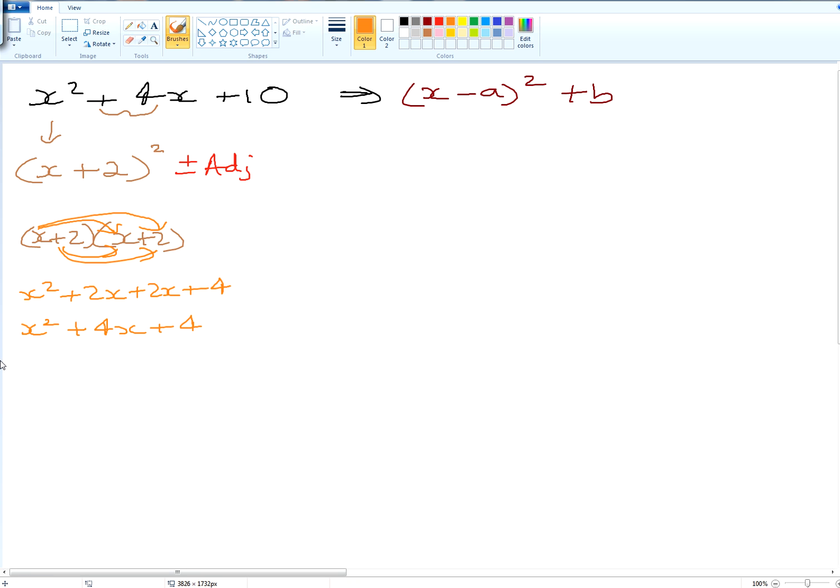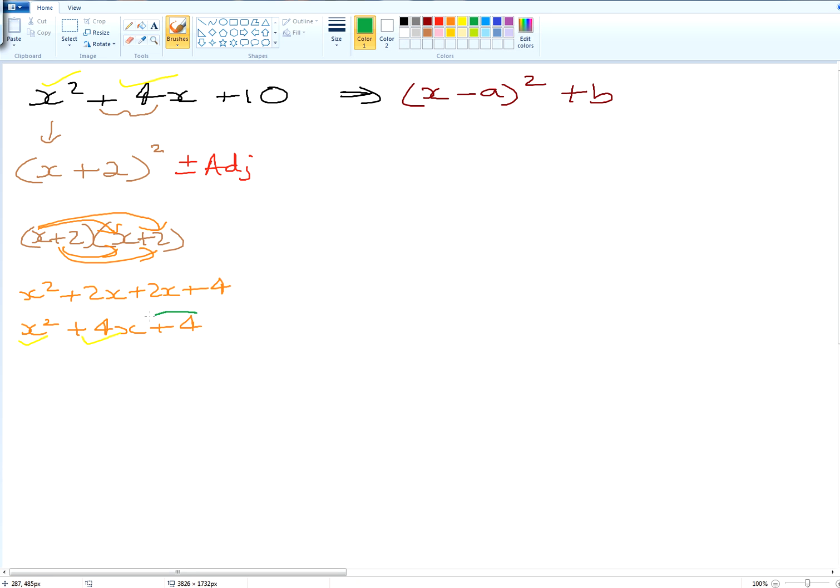Now, let's have a look at what matches. x squared matches x squared. So far that's good, we're getting the similar terms. We've got here plus 4x, that matches the plus 4x. Now let's have a look at what doesn't match.